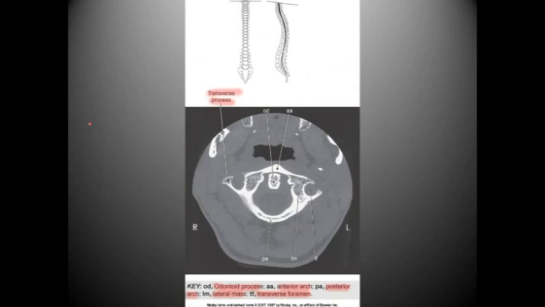Here we see C1 in CT. We have the transverse foramen here. We have a transverse process. We don't see it on the left side. We have the anterior arch here, and then we have the posterior arch. We have the superior articular process here, and then moreover we have the big lateral mass here.